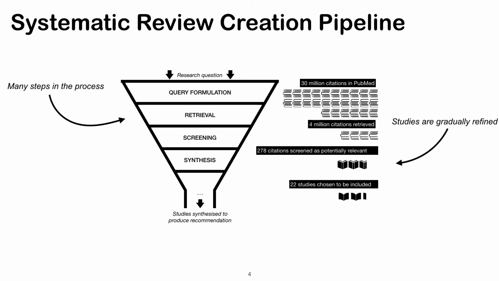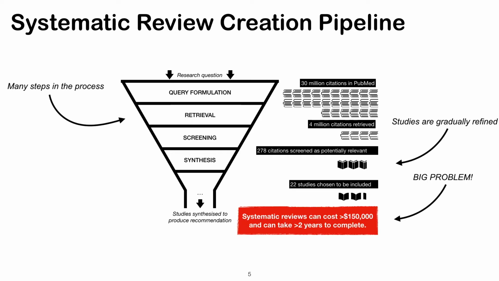Here is a high-level overview of the systematic review creation pipeline. There's many steps in this process, and throughout this process, studies are gradually refined. A research question comes in the top, and at the bottom a systematic review is produced. But there's a big problem here, which is that these steps are time-consuming and costly. A systematic review can cost upwards of $150,000 and take more than 2 years to complete.